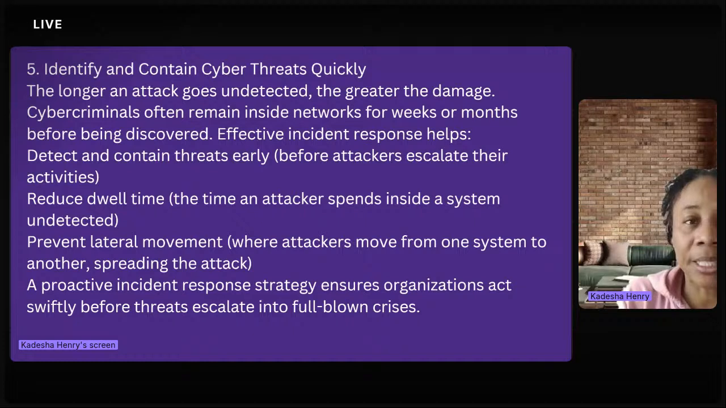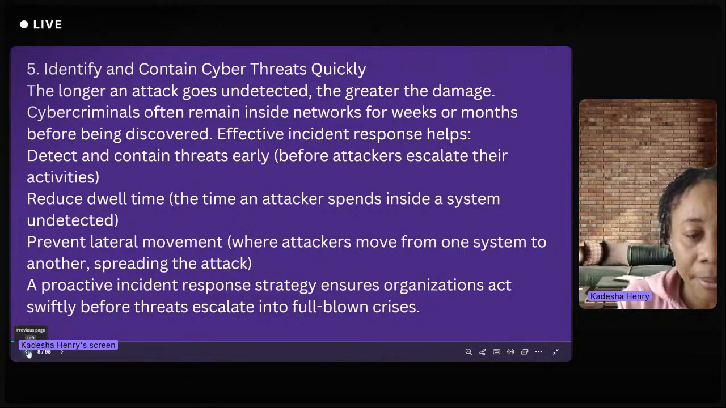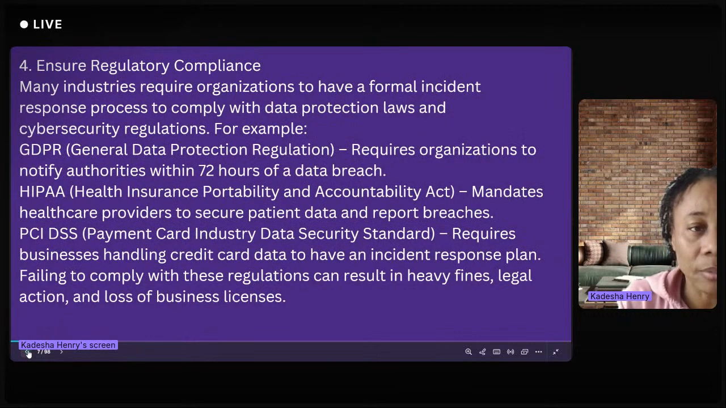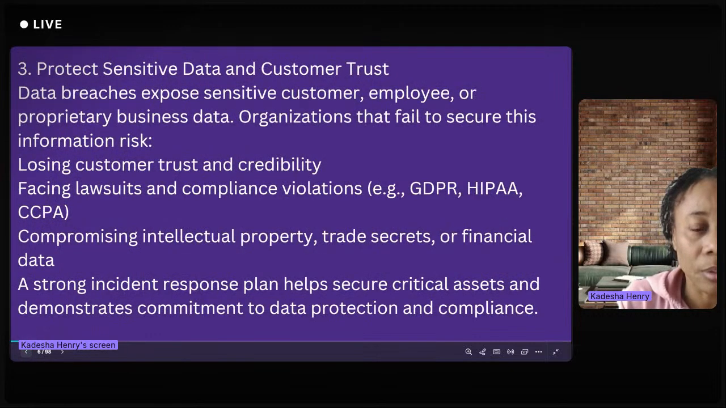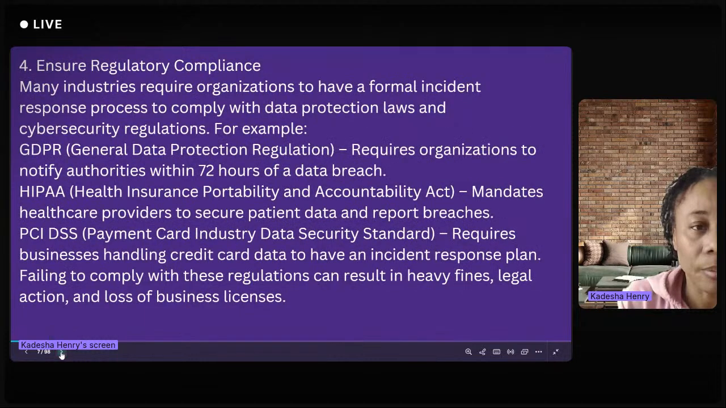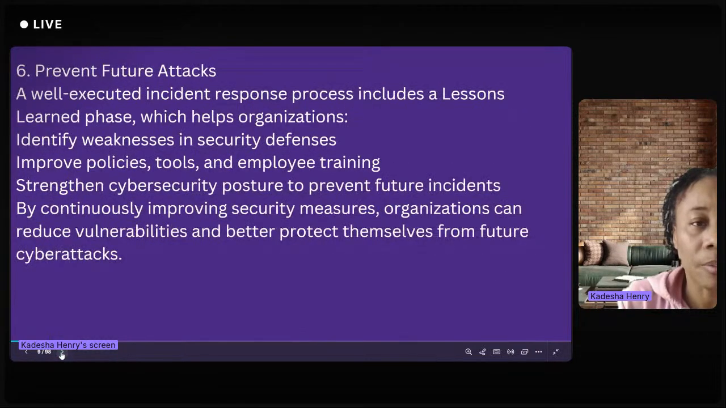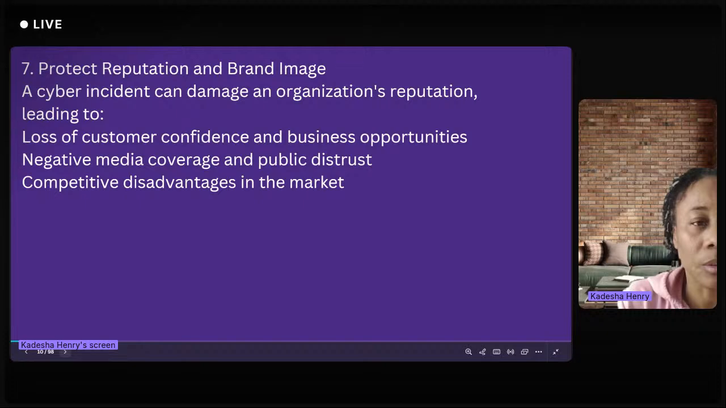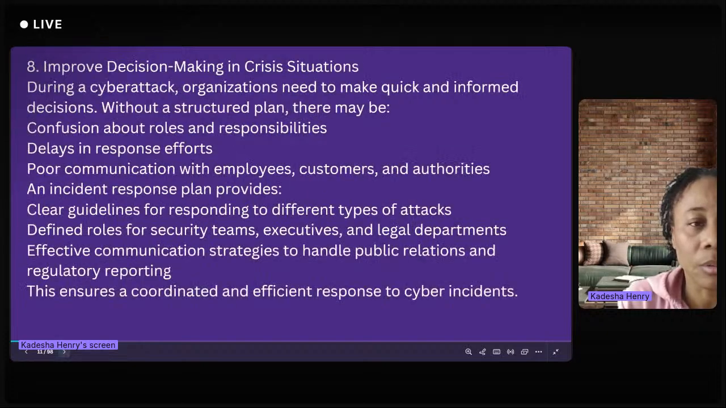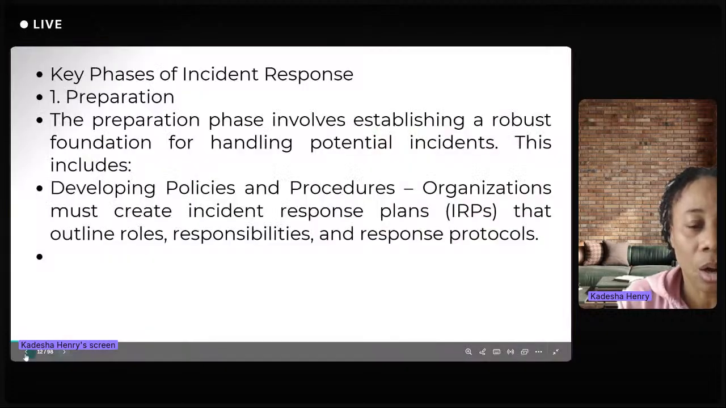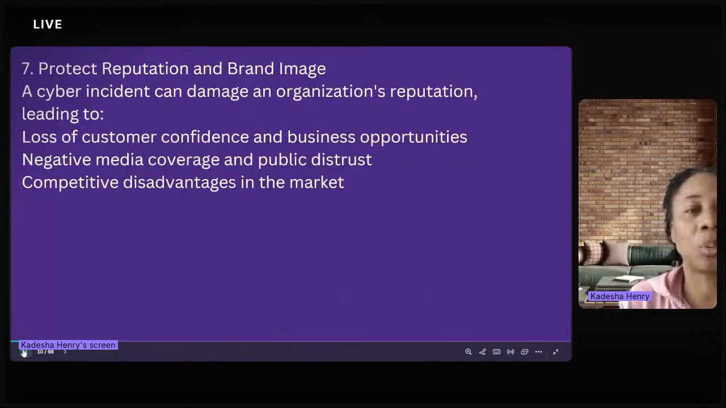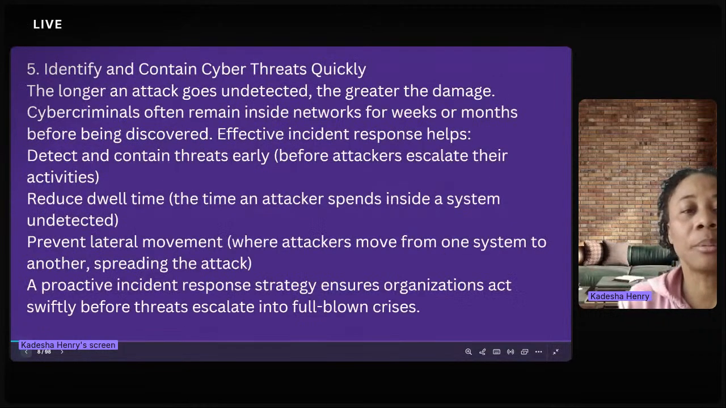Let me see if I am at the right one. Okay, yeah, I'm at the right one. I just wanted to make sure.